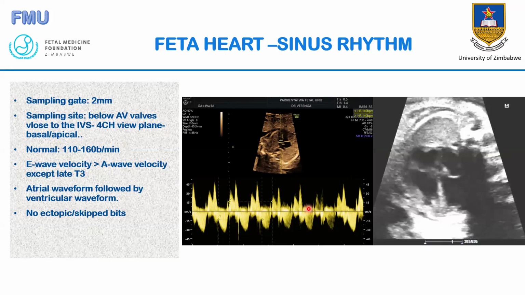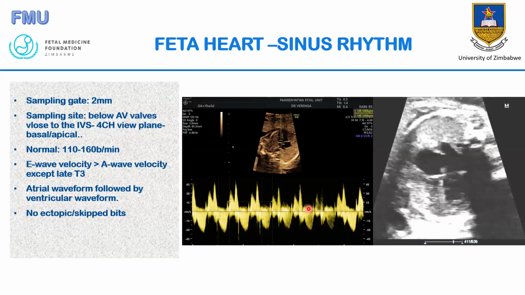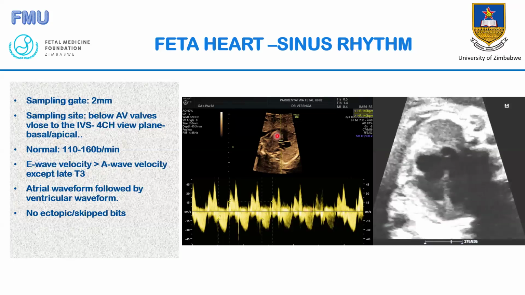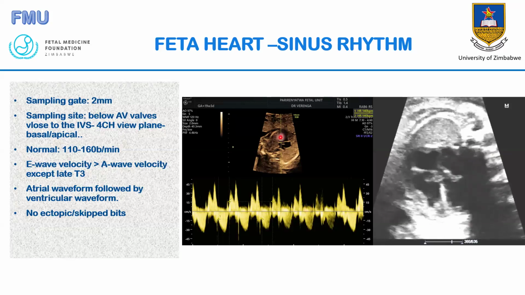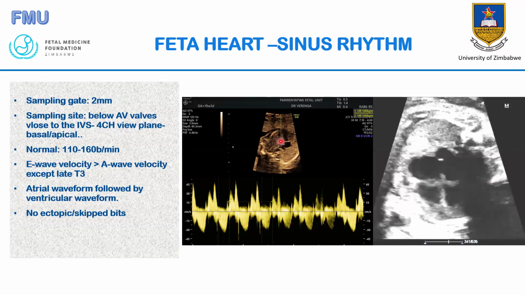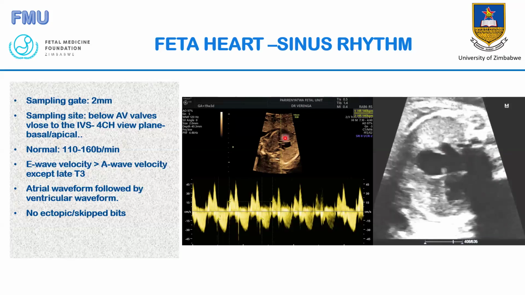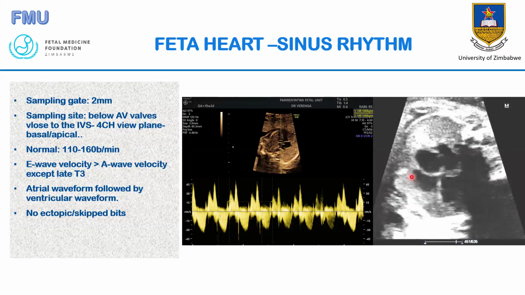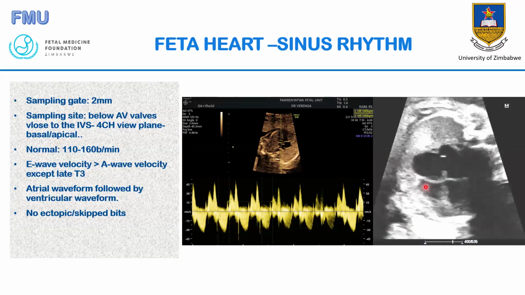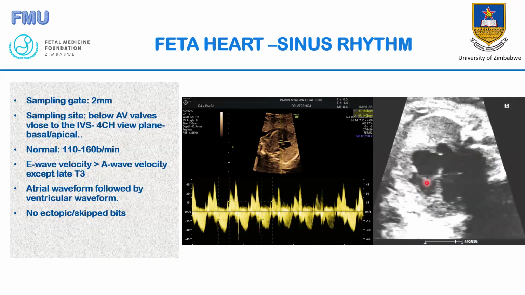So where is the correct position to put your pulse wave gate? It is just below the valves. You can either put it within the tricuspid or within the mitral, below the tricuspid or below the mitral valves. So you put it inside the ventricle, just below, with your gate at 2 millimeters. That's the correct way for you to get this kind of tracing.